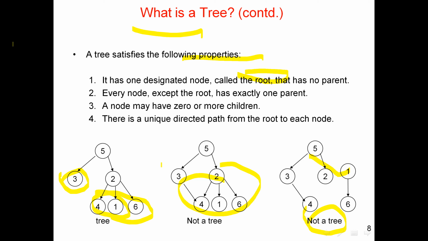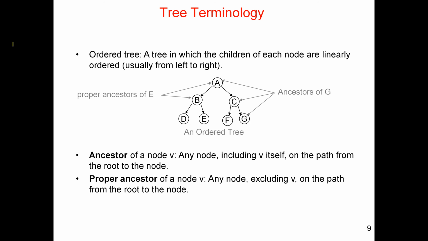And you will see soon why a tree is so important. So let's proceed to look at some of the terminology. When we talk about the tree, you have some terminologies coming in: the ancestor and the proper ancestor. You can understand the ancestor of G, that means who are the fathers. A, C, and G are the ancestors of G.